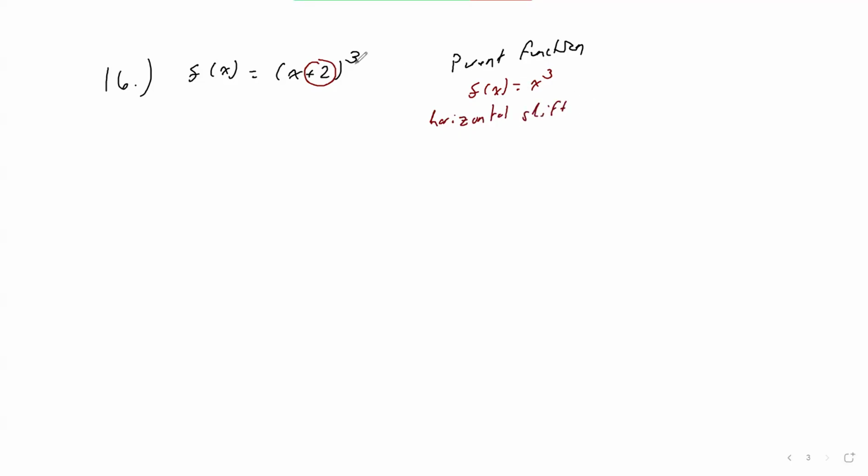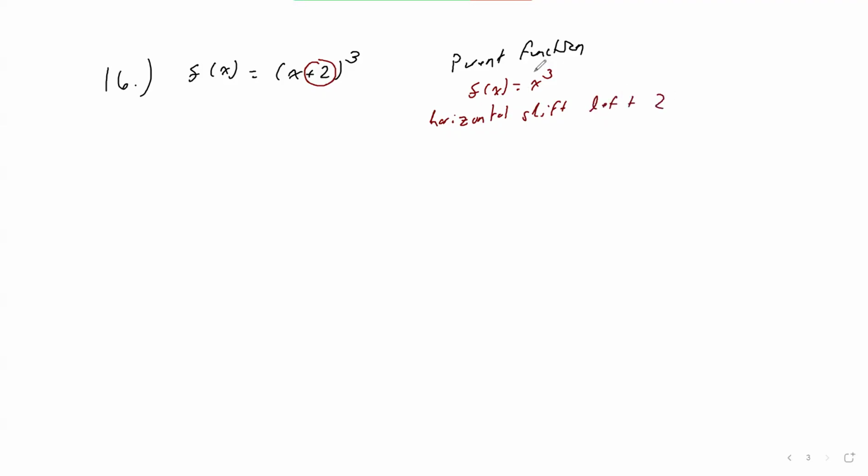But on number 16, we have f of x equals x plus 2, cubed. In this situation, my parent function, since that plus 2 is the only thing that's extra, would be f of x equals x cubed. So that's my parent function. And then this plus 2 tells me it's a horizontal shift, done inside the parentheses. And again, I'm going to do the opposite of what I see, so I'm going to go left 2.